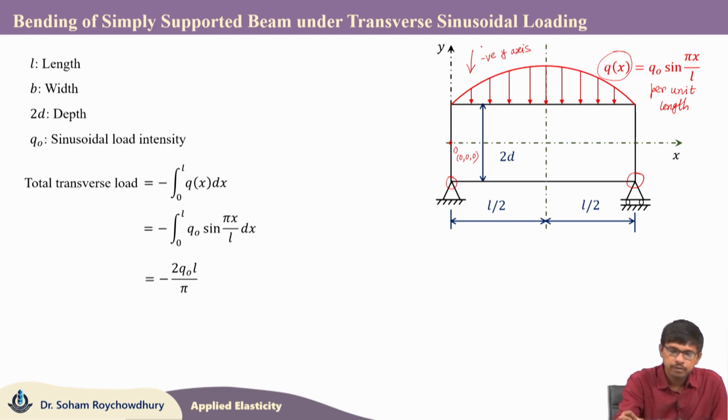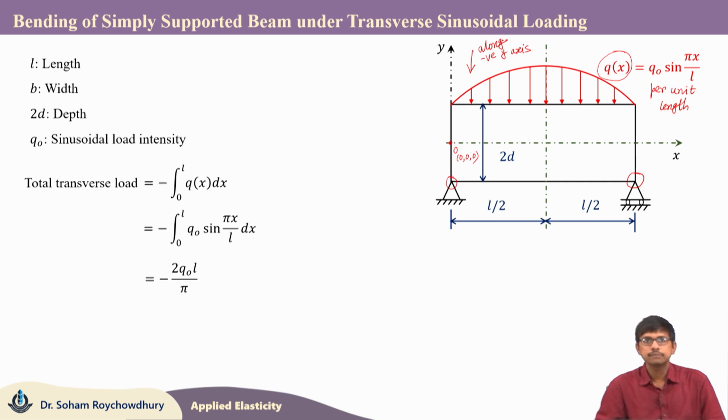So, thus we are having the total downward transverse load as the integral of q(x) dx from 0 to L with a minus sign, and putting q(x) as q naught sin(pi x by L), we will be getting the total transverse load acting on the beam as minus 2 q naught L by pi.